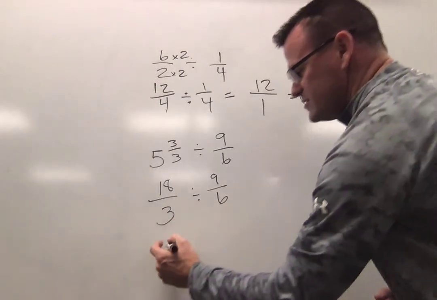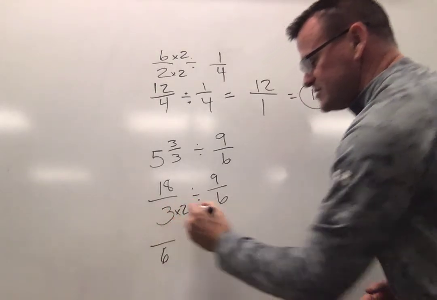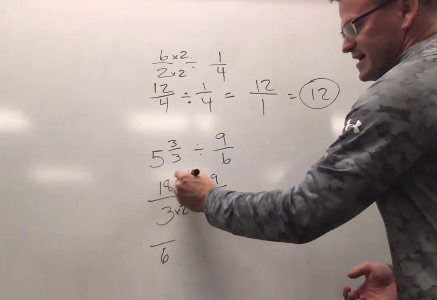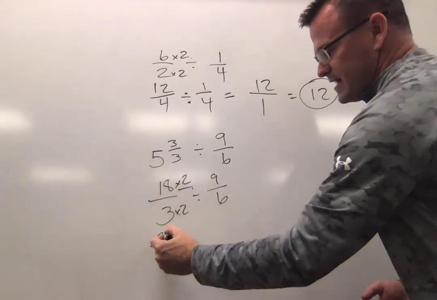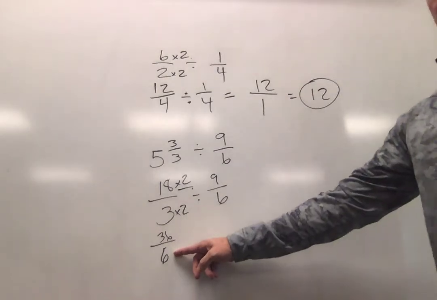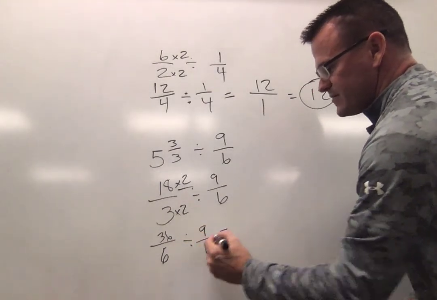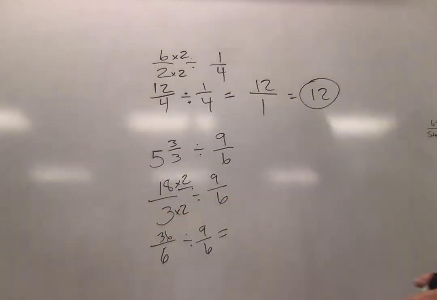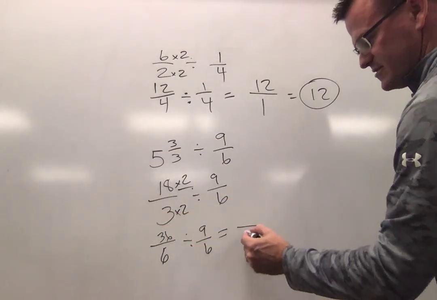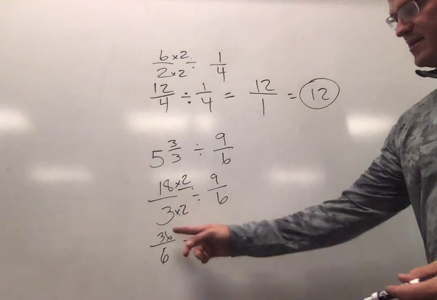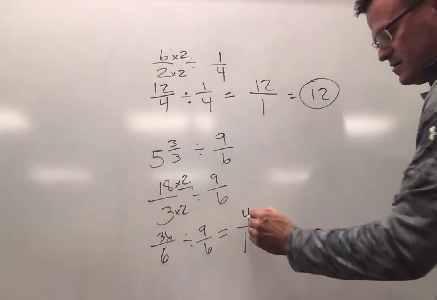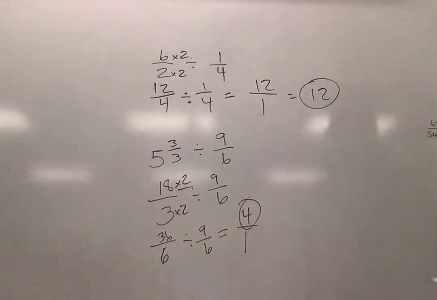Well, I can get 3 to a 6 by taking it times 2. So I must multiply the top times 2 as well. And I get 36/6. And I know that's still 6. Now divide by 9/6. And let's divide across. 6 divided by 6, I like doing that bottom first, is 1. And then 36 divided by 9 is 4. We know my answer is 4.